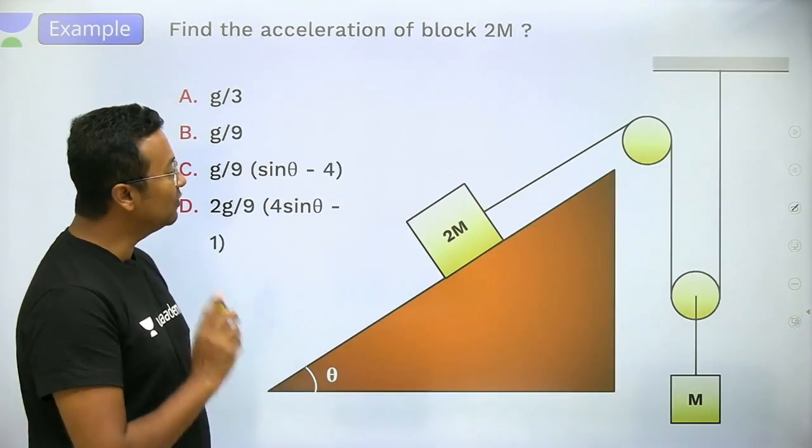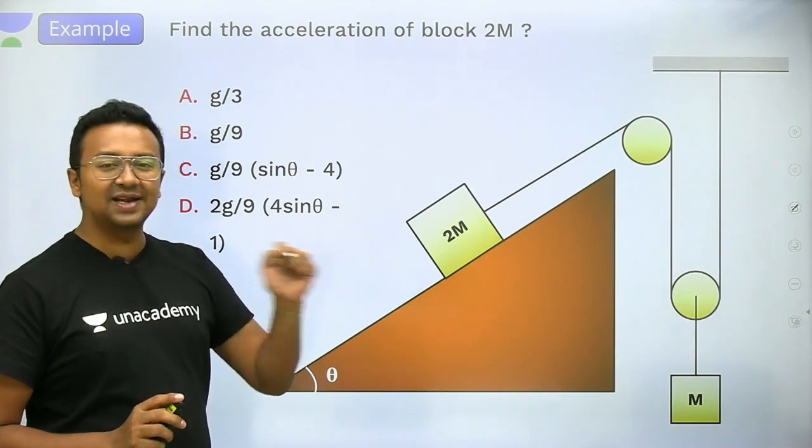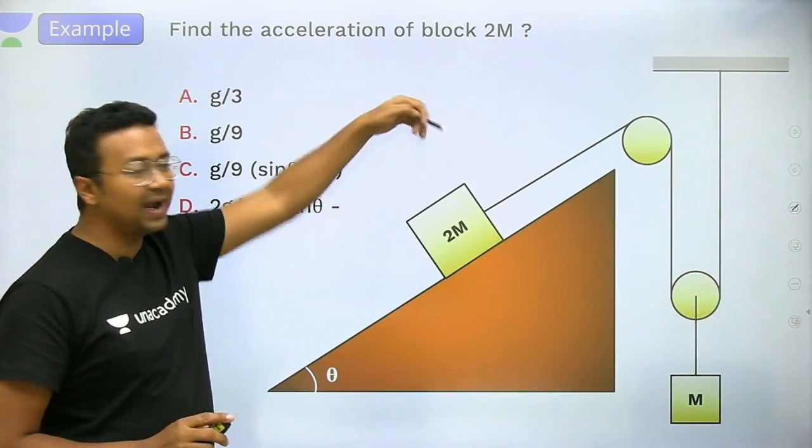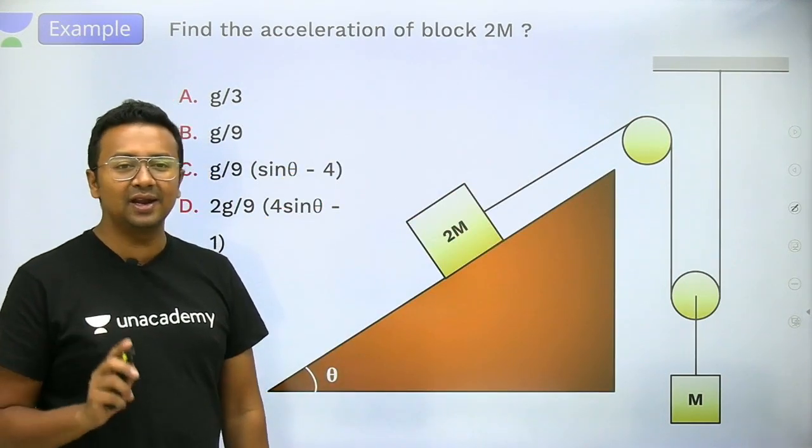All right. Even if you look at this question, this will also be very simple. Use the constraint relation out there. Go ahead, write down the equation for this block, you will get your answer. It's not a very difficult question.